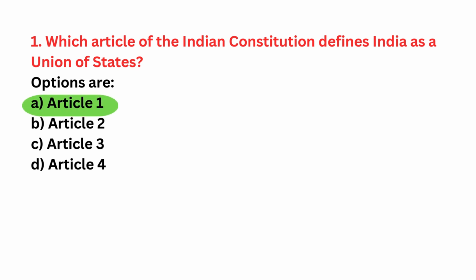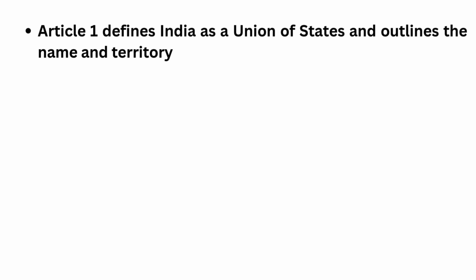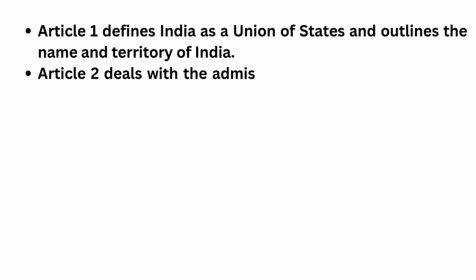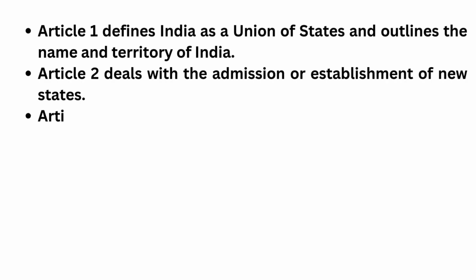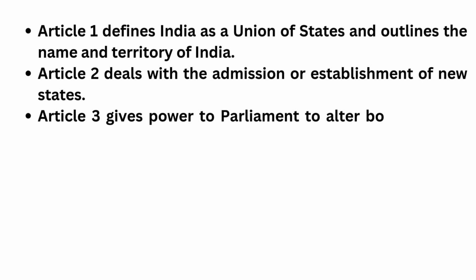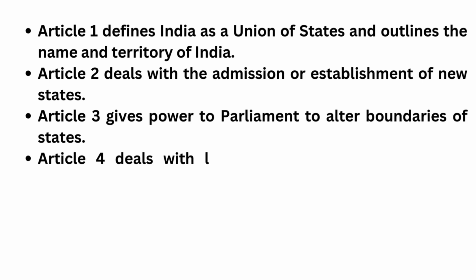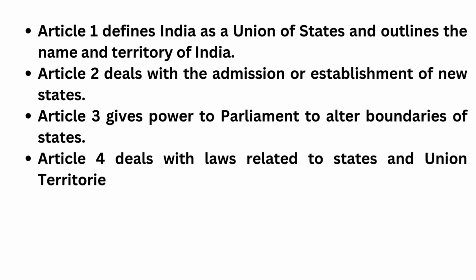The answer is option A. Article 1. Article 1 defines India as a union of states and outlines the name and territory of India. Article 2 deals with the admission or establishment of new states. Article 3 gives power to Parliament to alter boundaries of states. Article 4 deals with laws related to states and union territories.